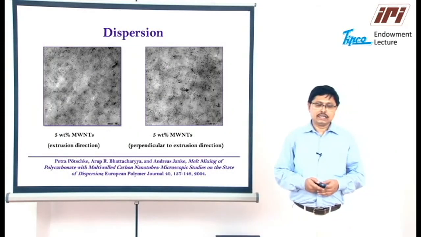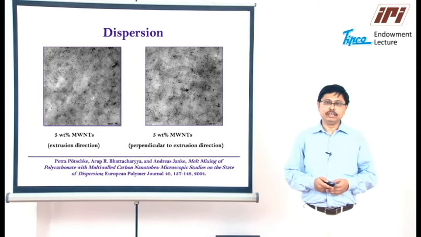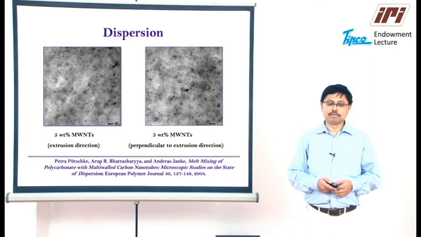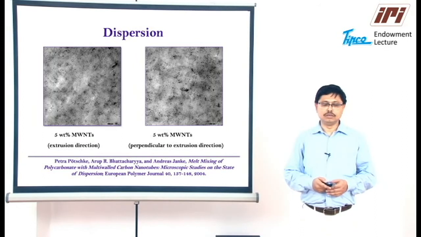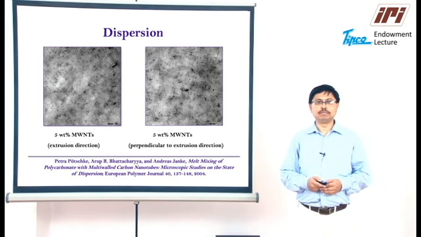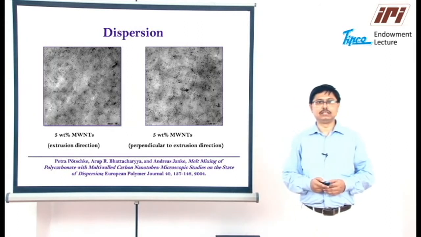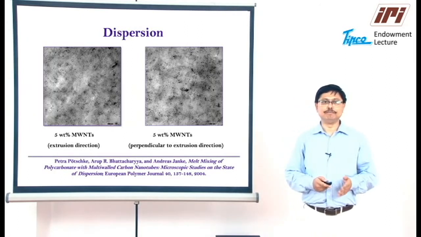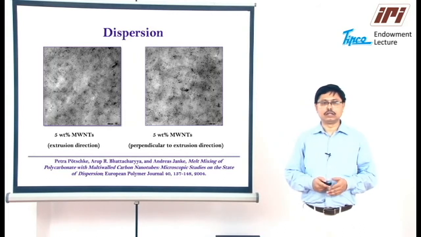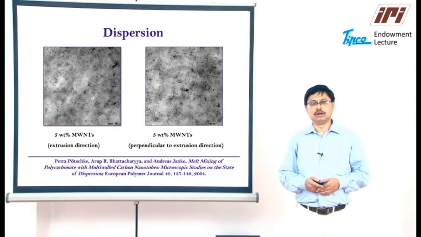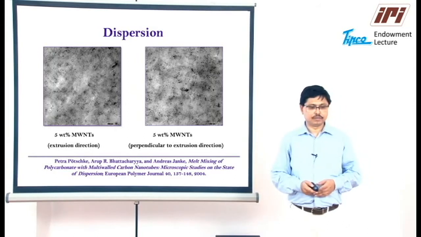In order to understand whether there is a flow-induced orientation taking place during the extrusion process, we also observed that there is absolutely no change in the state of dispersion in the composite material with 5 or 8% multi-wall nanotube, when it has been viewed in the flow direction of the extrusion or the perpendicular direction of the extruded strand.